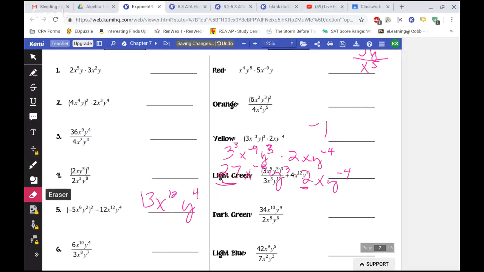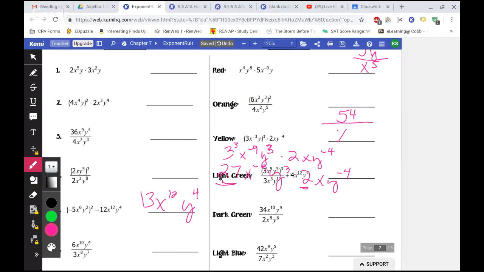Let me erase this right here. I'm going to do this and write it a little higher. Because if I have a negative 9 and add a 1 to it, that's going to give me a negative 8. But my end result is negative, so it goes in the denominator, right? And then I have y to the 3rd and a y to the negative 4. So 3 plus a negative 4 is a negative 1.